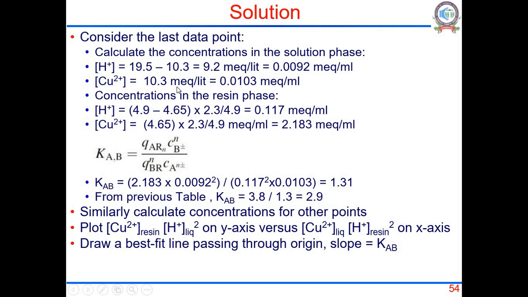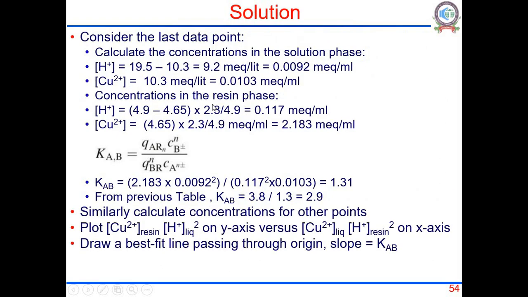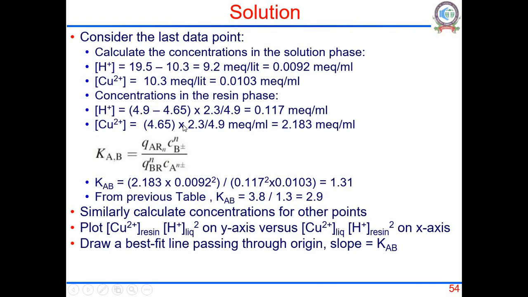Copper plus that has remained in the solution at equilibrium is 10.3. Now we do a balance in the resin phase. So resin initially had 4.9 milliequivalents per gram or 2.3 milliequivalents per ml. So 4.9 minus 4.65, that is the copper that has gone into the resin. So this difference must be the H plus ions that have come out.